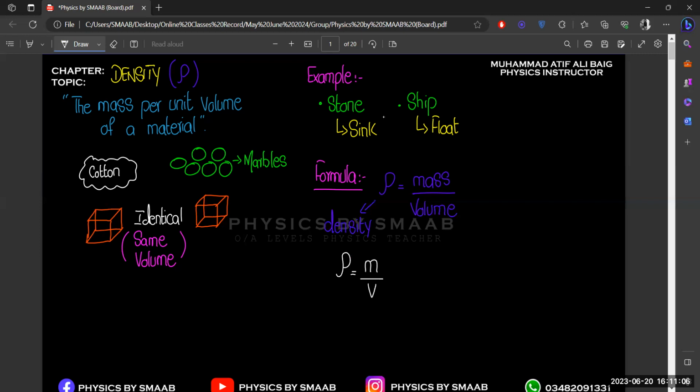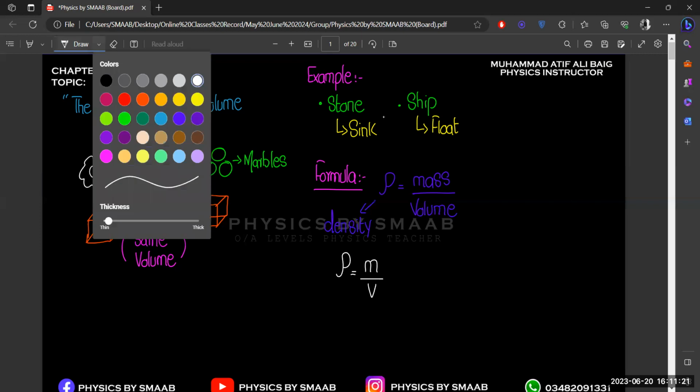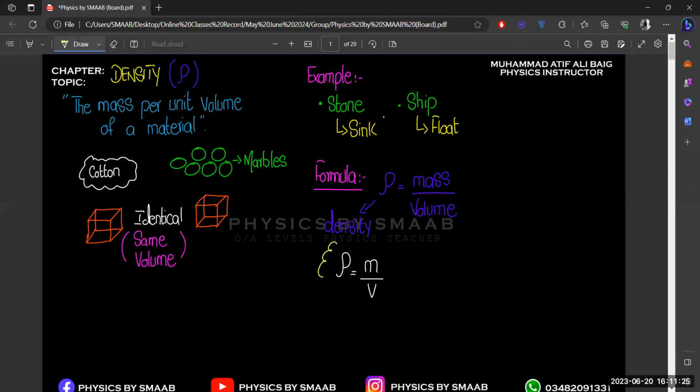Okay, so always remember one thing while talking about the formulas in physics. This is our second formula. The first one we discussed was weight, W equals mg. This second formula is very important. And why is it important? Because the reason behind the flotation of the ship and the sinking of the stone in the sea water is density. And why does it happen?